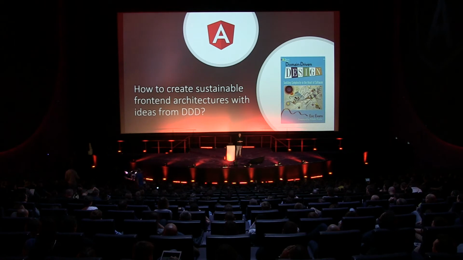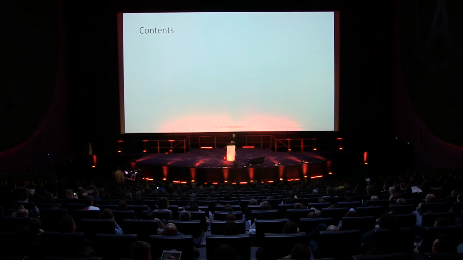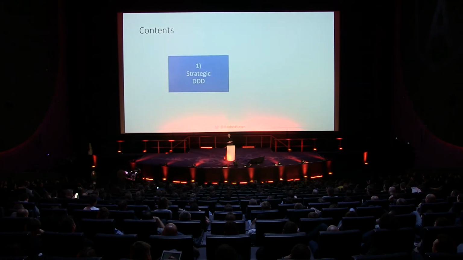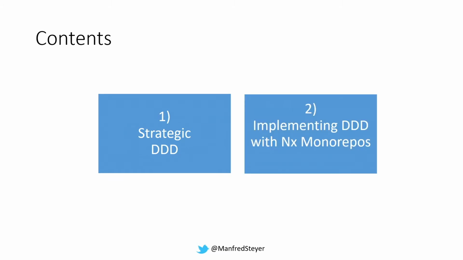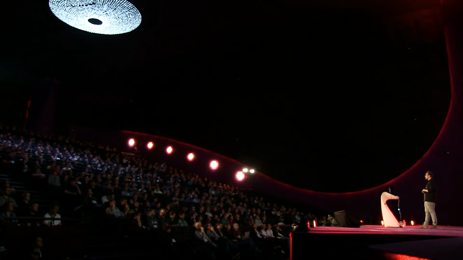In this session, I want to show you how to create a sustainable front-end architecture by using ideas from domain-driven design. Regarding the contents, I will show you two things. First of all, I will show you what domain-driven design is about, which is just a quite short overview, and here I will focus on one aspect, namely strategic design. And then I will show you how to implement those ideas of strategic design together with Angular and an Nx monorepository.